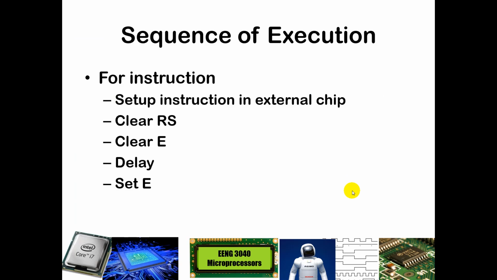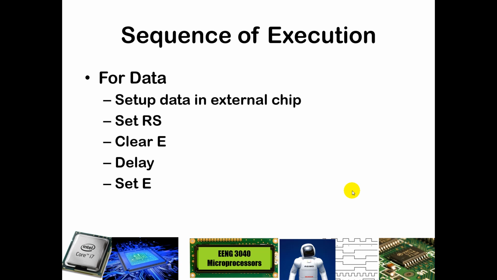So the sequence of execution for the LCD, if you're sending in an instruction, you want to set up the instruction. That's going to come in the external chip, and also on the external chip you're going to clear the RS and you're going to clear E, and then what's going to happen is after a delay you're going to shift in another set of values, and that's really just going to change E from a low to a high. So you'll have a low E and then a high. That rising edge on E is what clocks in the instruction.